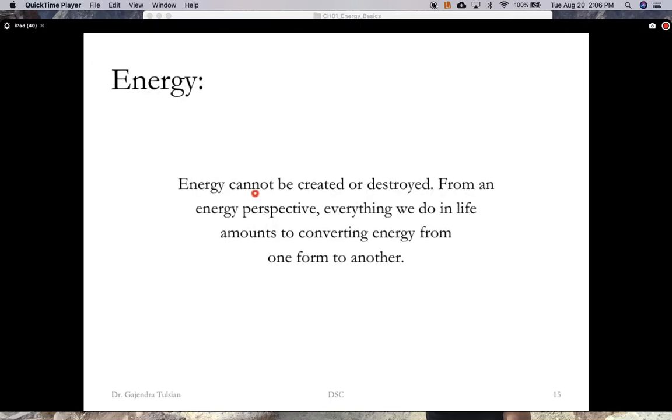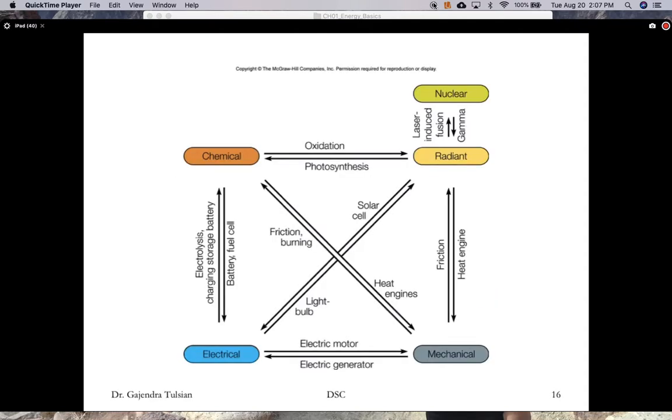So again, we said energy cannot be created or destroyed. So from an energy perspective, everything we do in life amounts to converting energy from one form to another. Okay. So that's all we're doing. We're converting energy from one form to another. We're not creating it or destroying it.